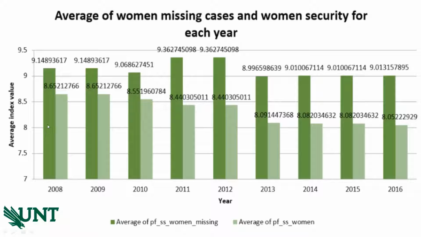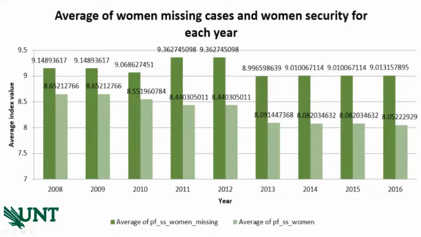When we observe here, the dark green columns are the average of women missing, and the light green ones are women's safety and security. The women missing cases for each year vary, increasing and decreasing, but women's security is decreasing from 2009 to 2016. That is really bad, because it is decreasing every year, except 2008 and 2009, when it remained constant, but after that it's getting reduced.